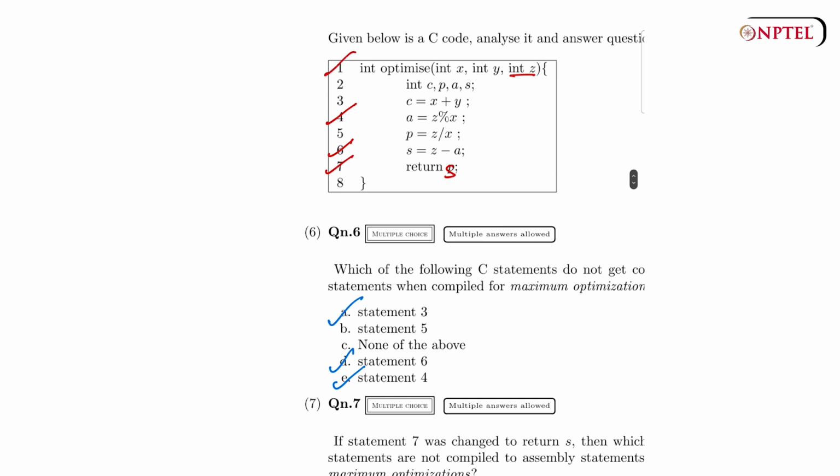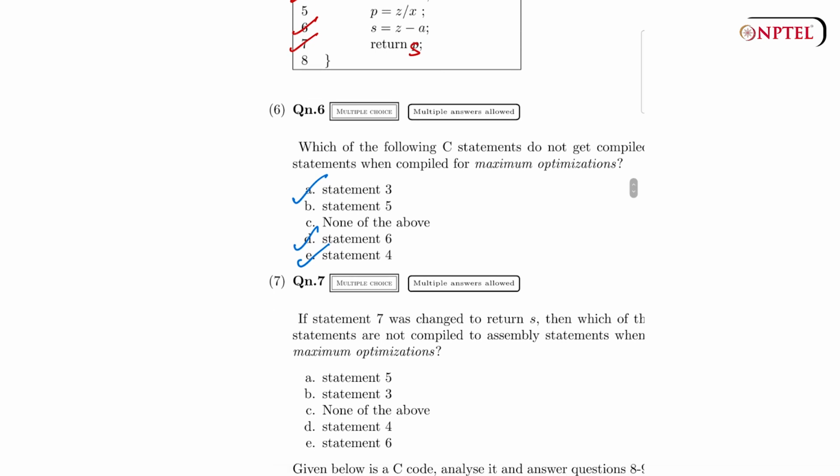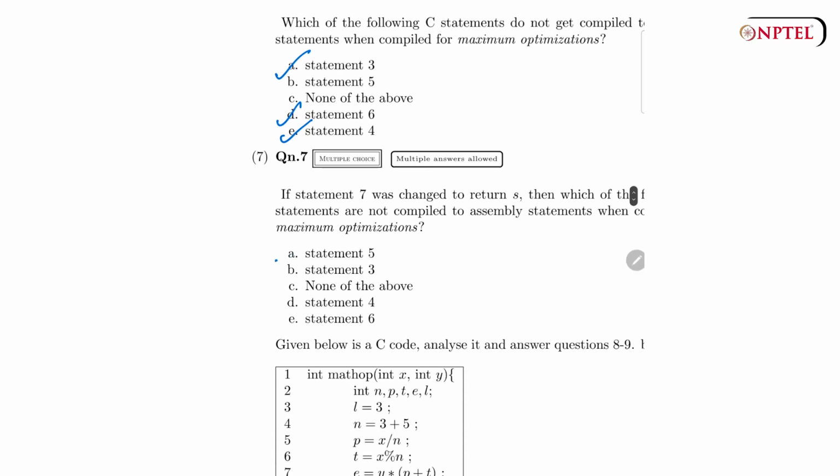So all I'm going to be needing are 1, 4, 6 and 7. So the ones not compiled are 2, 3 and 5. So here the right answers are 3 and 5.